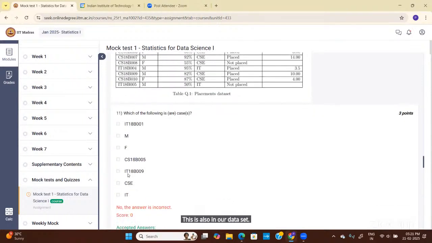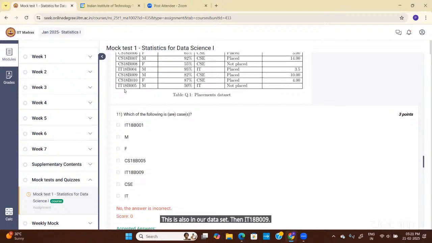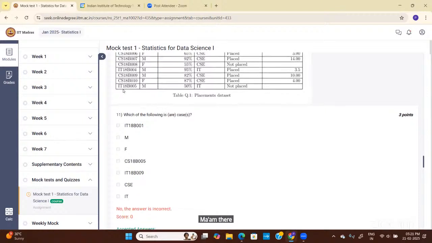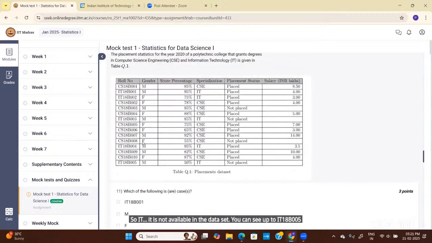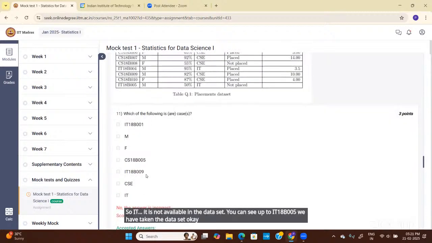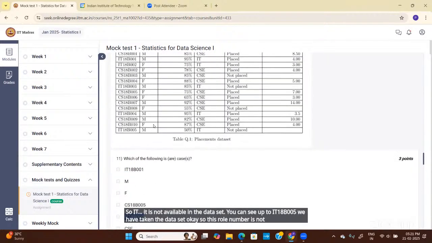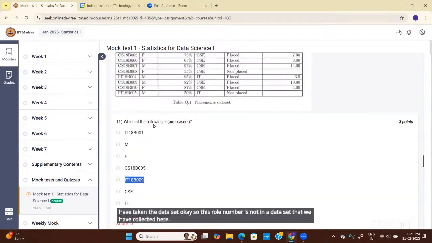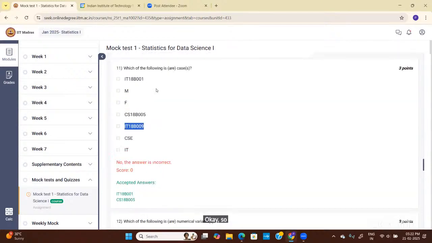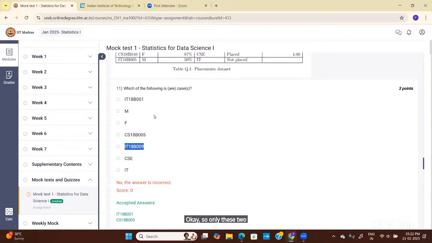Then IT18B009. This is not available in the data set. You can see up to IT18B005 we have taken in the data set. So this roll number is not in the data set that we have collected here. So only these two will be the cases here.